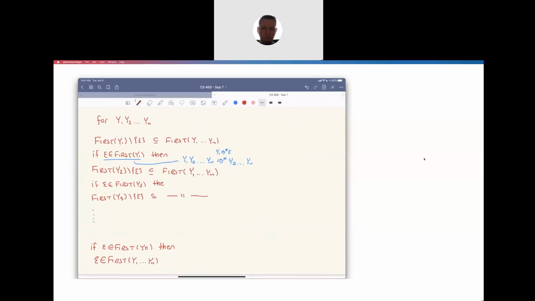I can't remember if I said this, but let's just repeat it. So for a rule, if I want to compute the first set of A, that's just the union of the first set of all the right-hand sides.